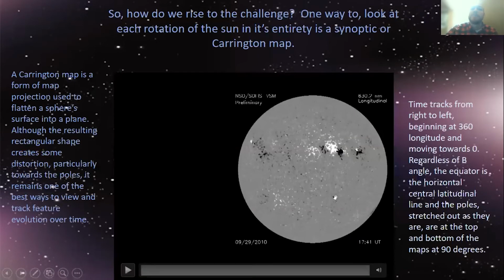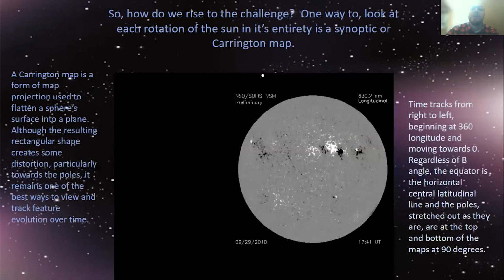So how do we rise to the challenge? One way to look at each rotation of the sun in its entirety is a synoptic or Carrington map. You've heard that term a number of times already, but this will help you understand exactly what it is, how it's put together, and what it looks like. A Carrington map is a form of projection used to flatten a sphere's surface into a plane. And although the resulting rectangular shape does create some distortion, particularly towards the poles, it remains one of the best ways to view and track feature evolution over time.